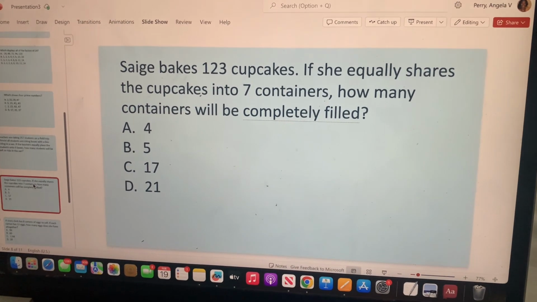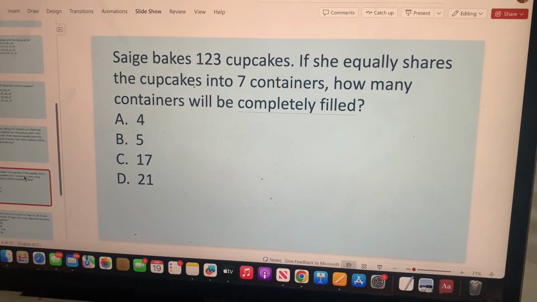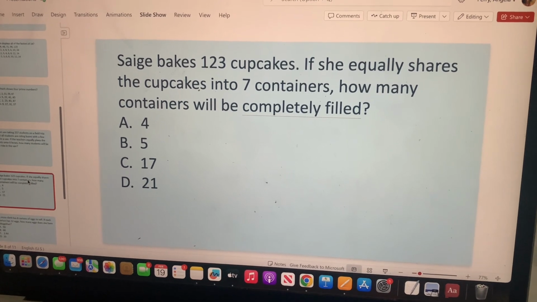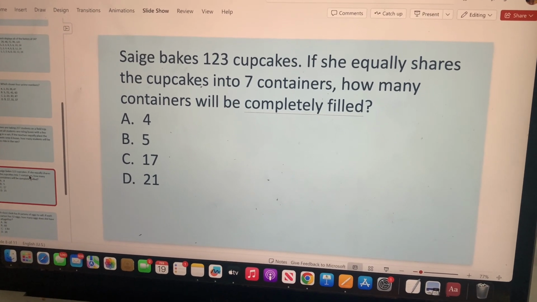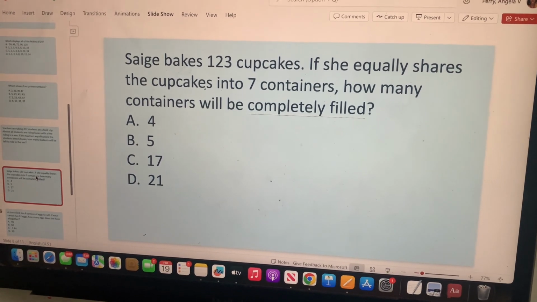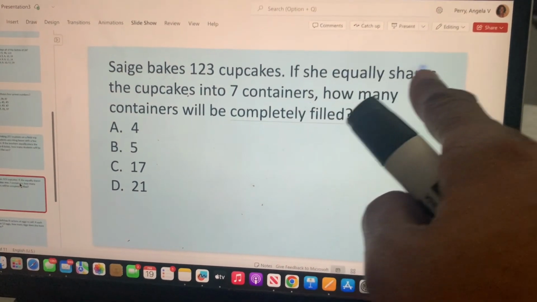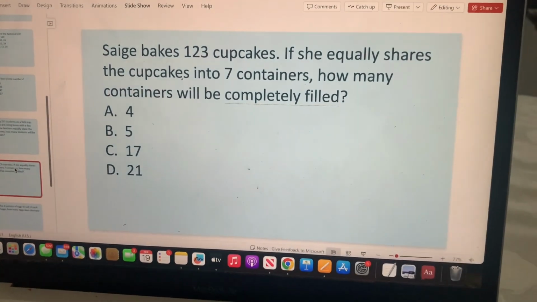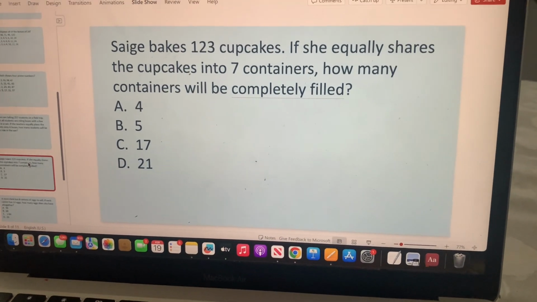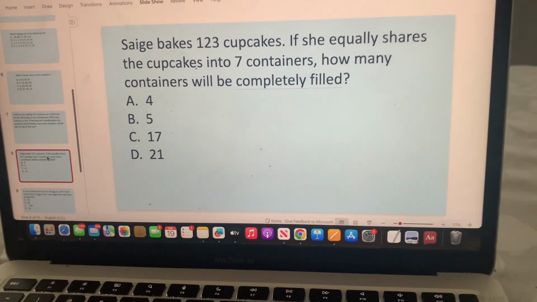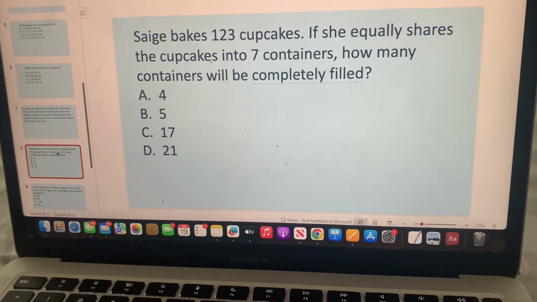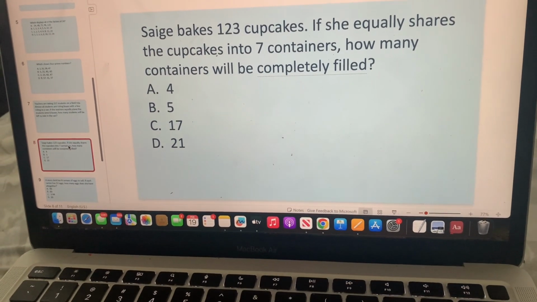Okay, so what operation are we doing here? I would say we're doing division because it gave us the total amount of cupcakes. 123, that was the total amount. I see equally shares. Another clue that is division. How many are completely filled? That could even be 1. Okay. So it's suggesting that you possibly could have a remainder.